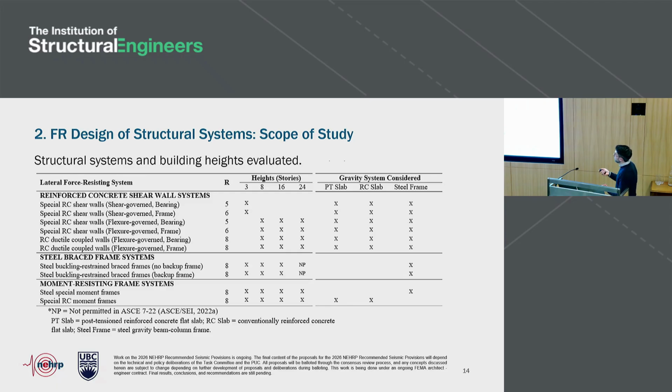Initially we've been looking at these systems that are already available in ASCE 7 Chapter 12 when you're doing a life safety design, and looking at a broad range of heights and different gravity systems that are typically combined with these lateral systems. I'll talk a little bit more about that in the coming slides.